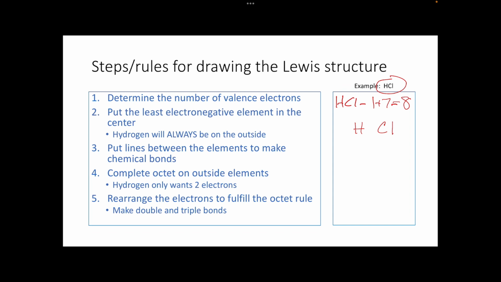Then we put lines between the elements to make a chemical bond. So there we make our line. We complete the octet on the outside element. So hydrogen only wants 2, and it sees 2 electrons here, so it's good. So we have 8 electrons. There's 2 here, so we have 6 to put around our chlorine. All right. And then we make sure everything fulfills the octet rule. So hydrogen sees 2 here, chlorine sees 2, 4, 6, 8, and it is happy. So we are now done.